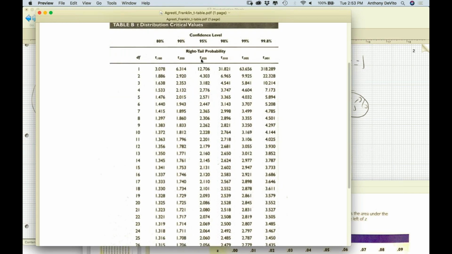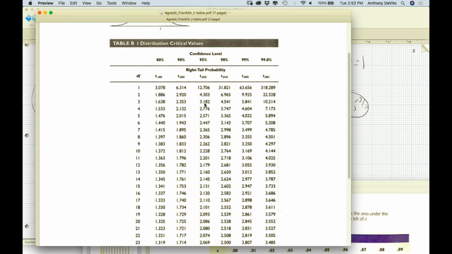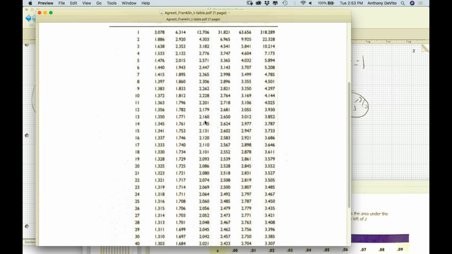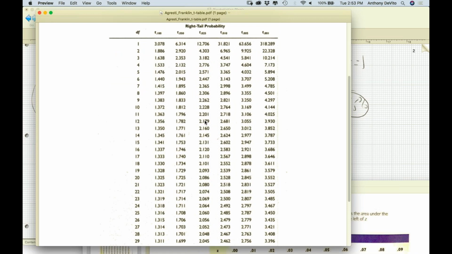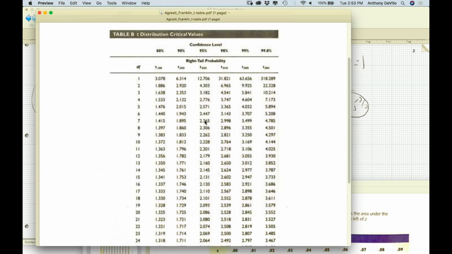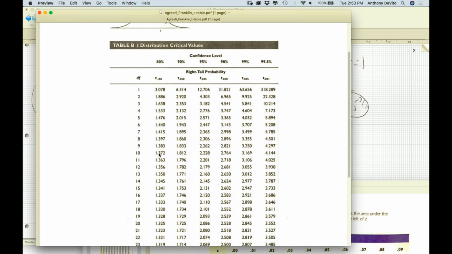And we notice that the values that are here are what we're going to use instead of our z-scores. These are called t-scores, still the number of standard deviations. So if we have a sample of size 10, instead of using 1.96, we're going to use 2.228. If we have a sample of size 5, we're going to use 2.57. Notice the numbers get bigger.